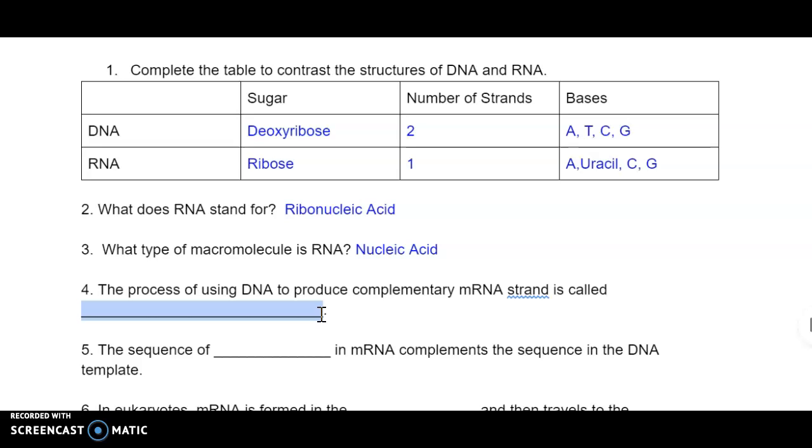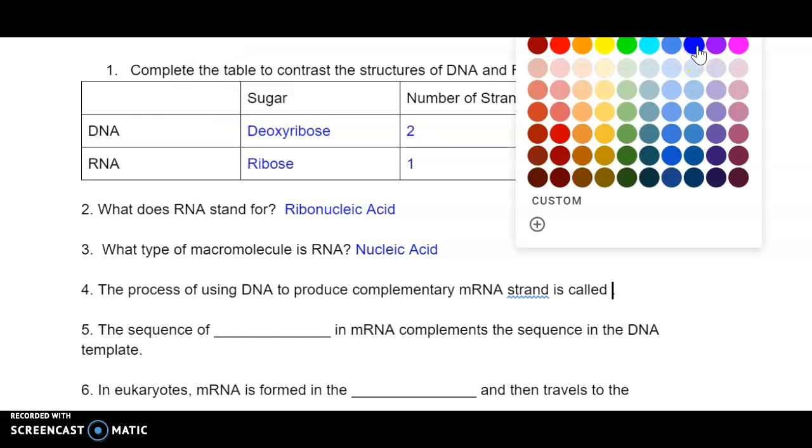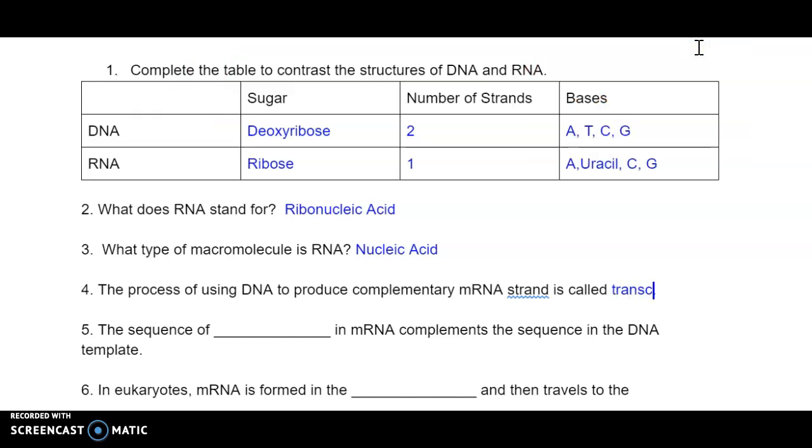Okay, so that is called transcription. You transcribe mRNA from the DNA. Transcription is the process of going from DNA to mRNA.